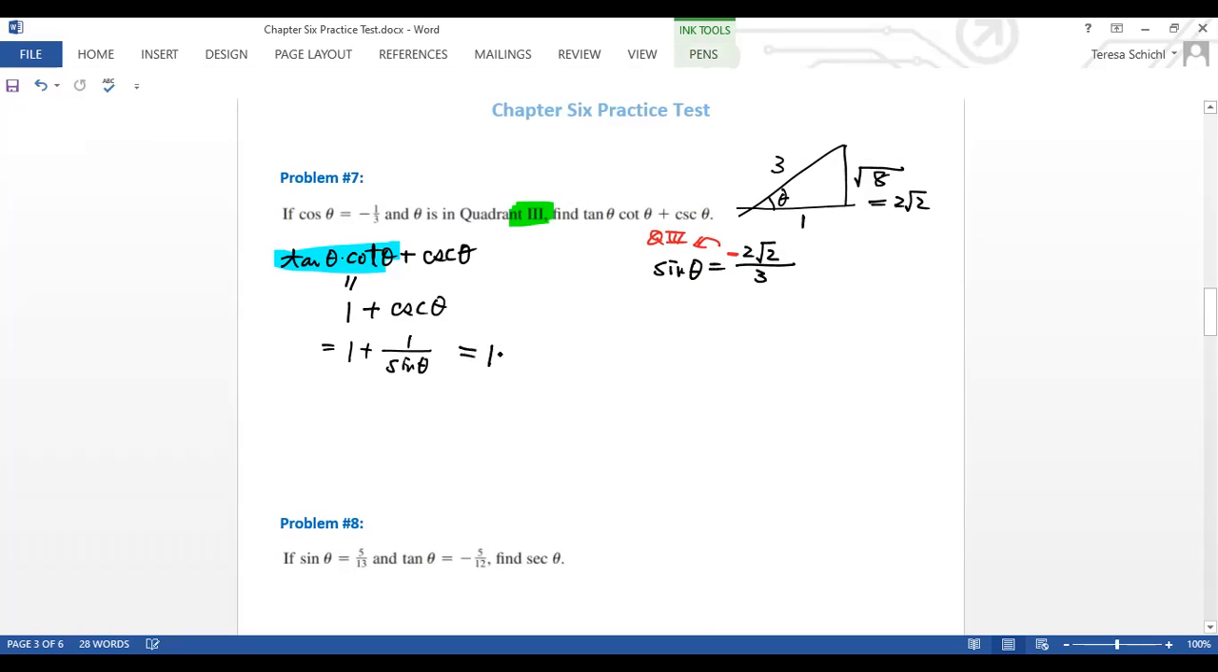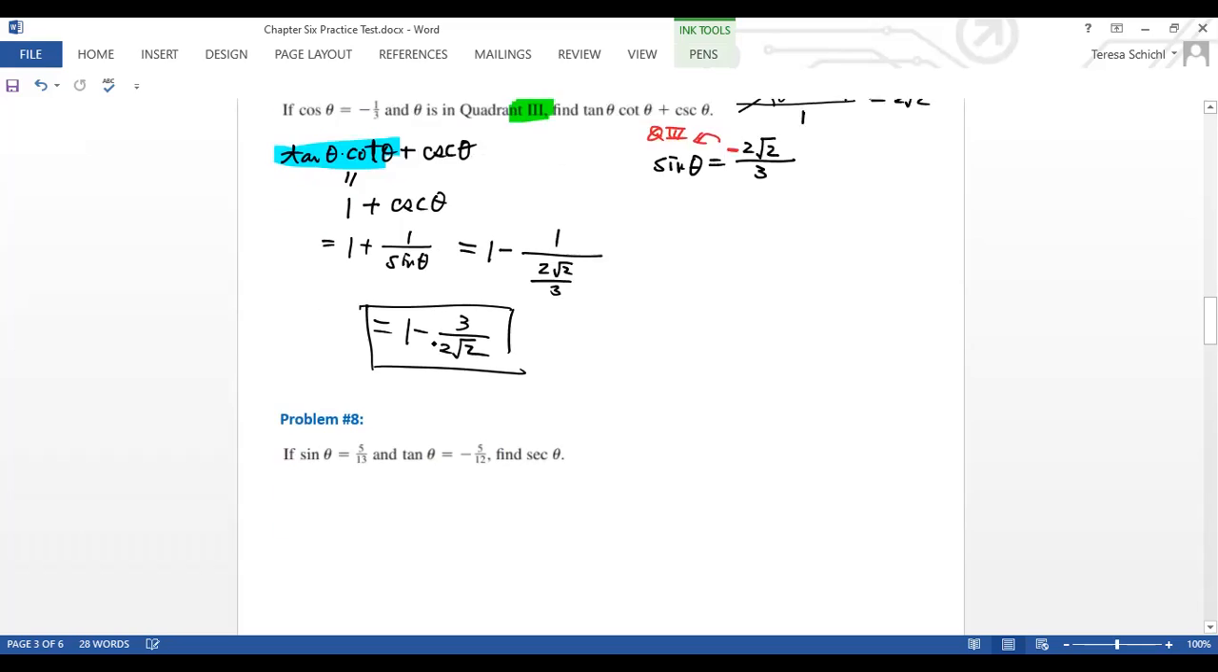Now I have my answer. This will be 1 minus 3 over 2 square root of 2. Be careful, this is the minus here. You can just leave the answer like this. Okay, so that's it.